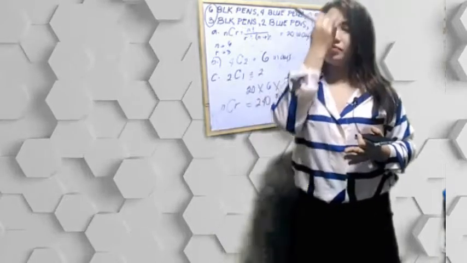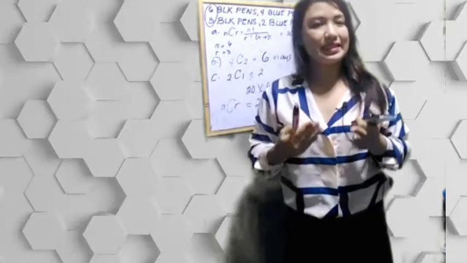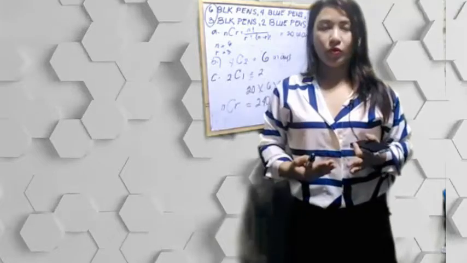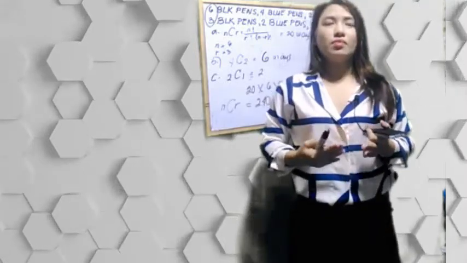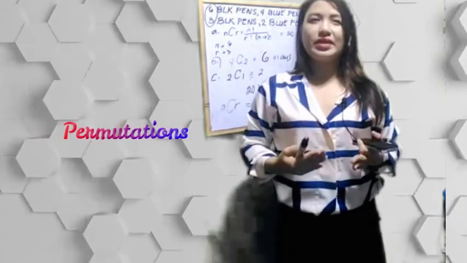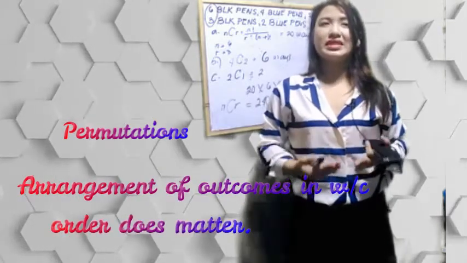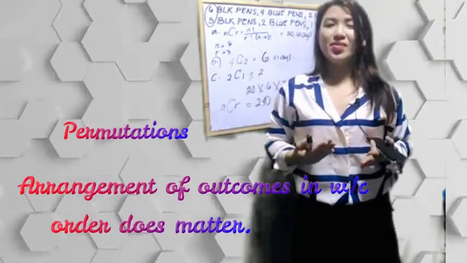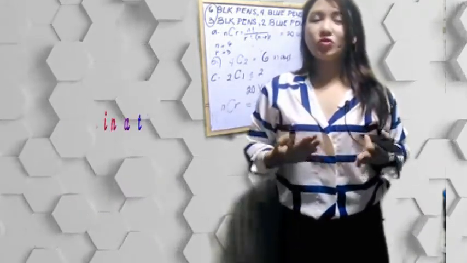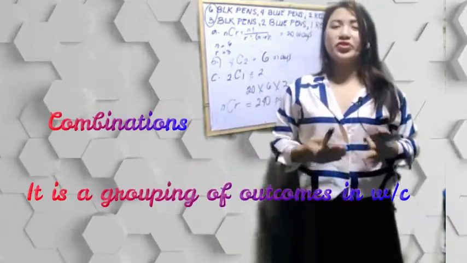So that's why we got 4 formulas depending on what is being asked. So all you have to do, just take note and understand the problem. Take note of the clue words. Just remember that permutation refers to the arrangement of outcomes or elements or objects in which the order does matter. While the combination refers to the group of objects or outcomes in which the order doesn't matter.